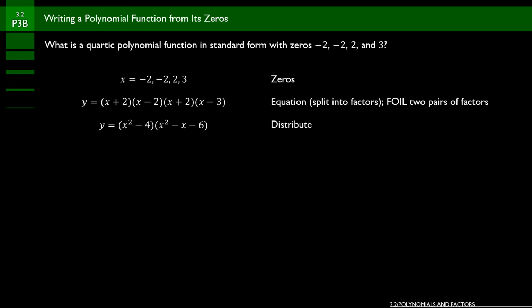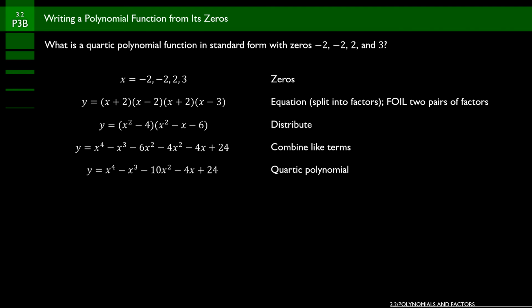So on the next line, you can see that I've got x squared minus 4 times x squared minus x minus 6. Now I'm going to distribute both the x squared and the negative 4 to all three terms in the second set of parentheses. When I do that, I'm left with x to the 4th minus x cubed minus 6x squared minus 4x squared minus 4x plus 24. So combine any like terms that you have, and then you'll end up with a quartic polynomial of x to the 4th minus x to the 3rd minus 10x squared minus 4x plus 24.